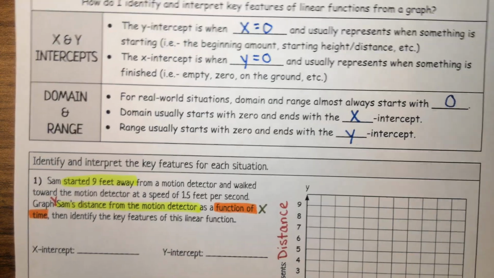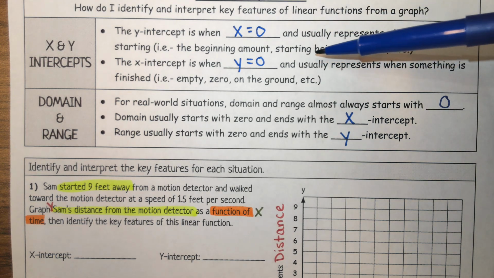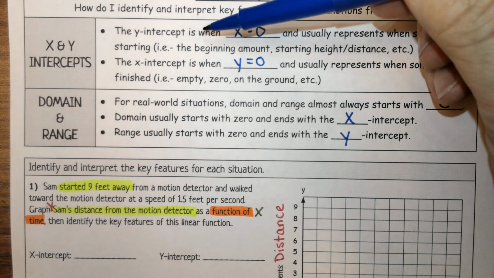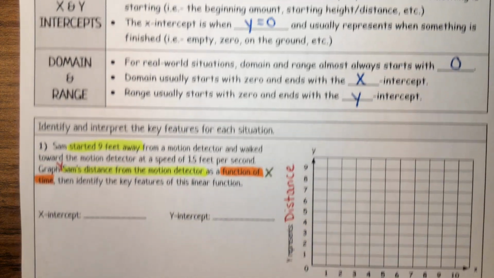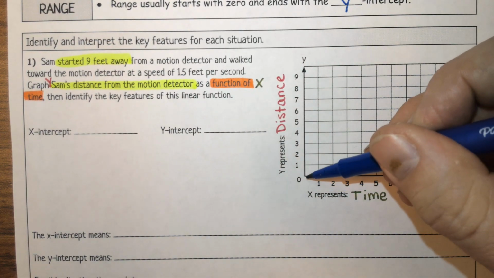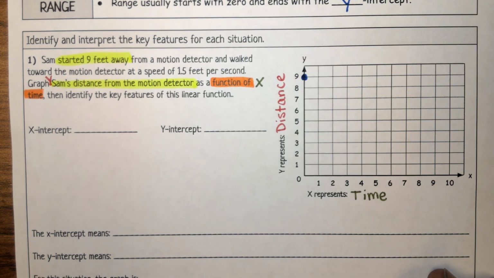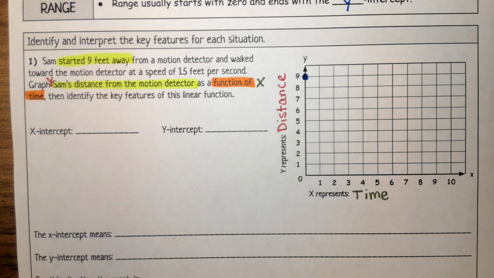If we go back up here, the starting value, or the beginning, right? Starting is the y-intercept when x equals 0. So if I start 9 feet away, I'm going to go up on the y-axis to 9, and I'm going to put a point. So that's my starting point. I started 9 feet away.